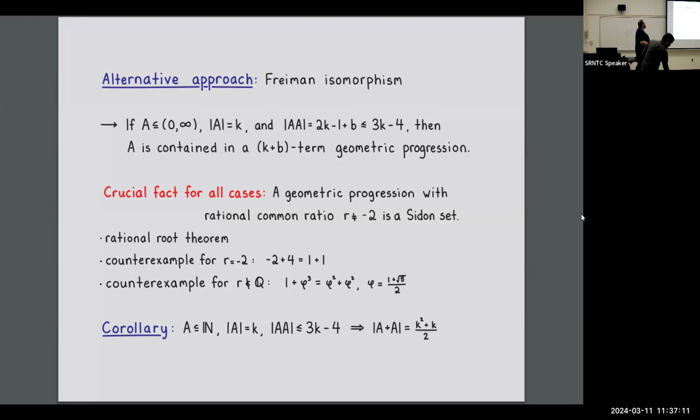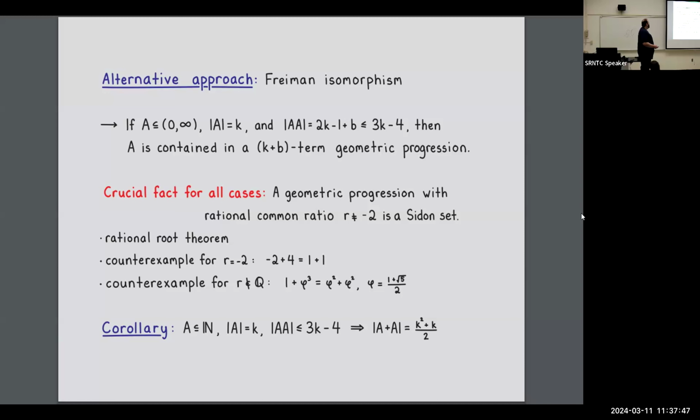And so if instead you make your first assumption that the set has very few products, it's actually much easier to then leap to the fact that it has a lot of sums. And that's because geometric progressions always have a lot of sums. In fact, they're always Sidon sets if you're sitting within the positive integers. If you allow for negative common ratio, for example, r equals -2, you don't get a Sidon set because -2 plus 4 is 1 plus 1, so you do get a repeat.